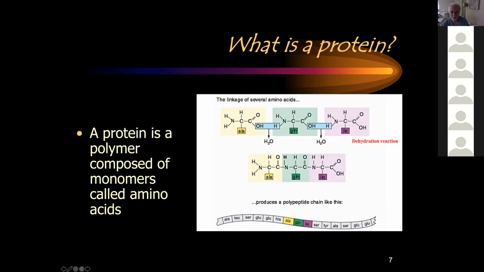Move on to proteins. What is a protein? It's a polymer composed of amino acids. So if you look at the bottom of this picture, you can see a representation of a protein. It's a polypeptide. The amino acids are hooked together in a chain. And the colored ones, alanine, glutamine, and isoleucine, are shown here at the top.